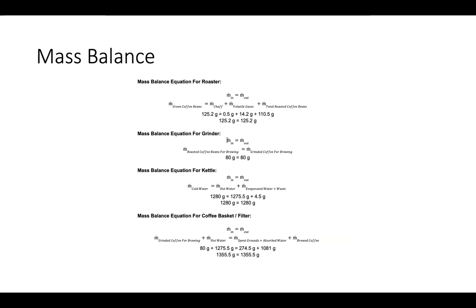Okay, to break out each balance equation for each process, to start, we have the roaster. We have the mass going in equals the mass coming out. As you can see, the green beans going in equals the mass of the chaff plus the gas plus the roasted coffee beans. Then we move on to the grinder. We also have mass going in equals mass going out, as we show here, 80 grams in equals 80 grams out. Finally, we have the kettle.